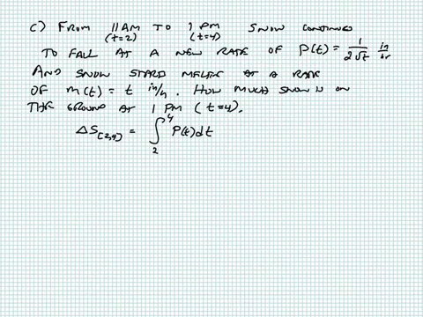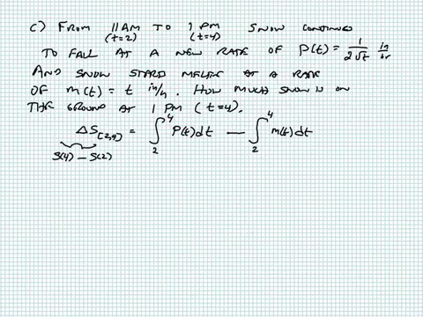But the snow is also melting at a different rate. And so we need to subtract that because that's the amount of snow being taken away. That would be the integral from 2 to 4 of m of t dt. And this delta S is equal to S, the amount of snow on the ground at 1 p.m., minus the amount of snow on the ground at 11 a.m.